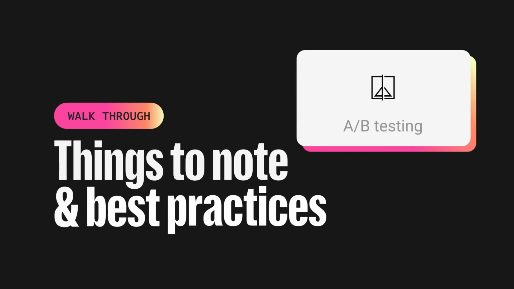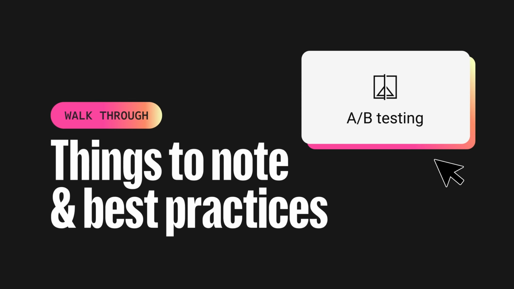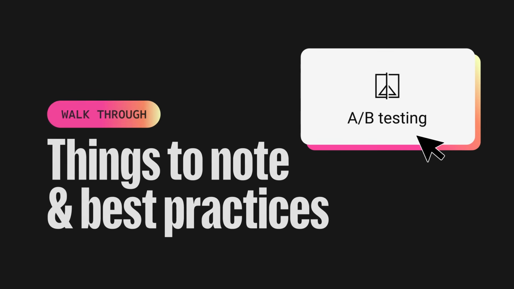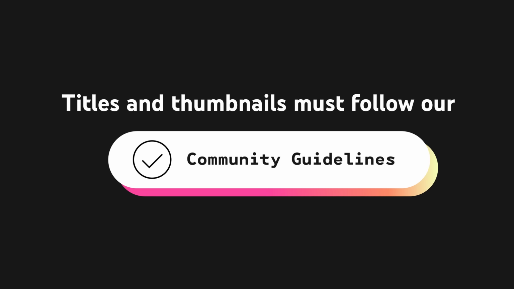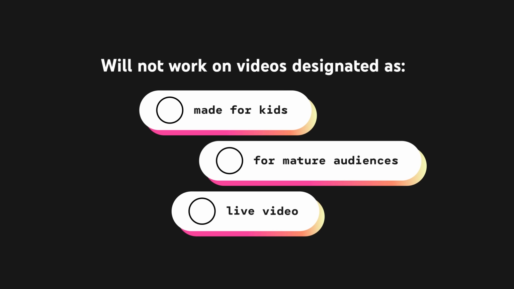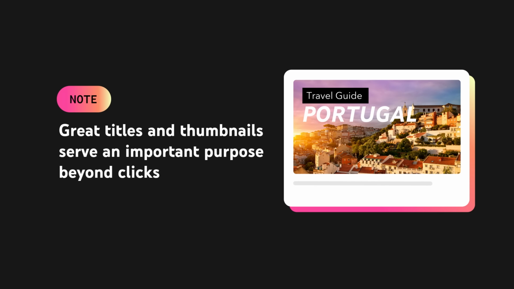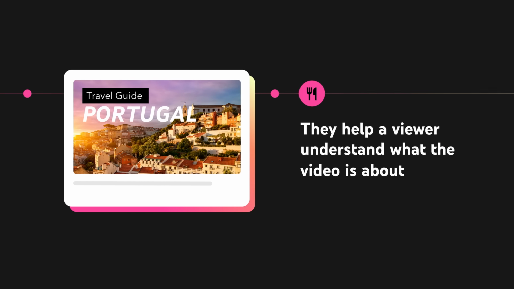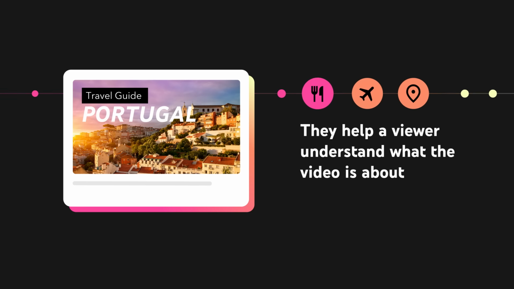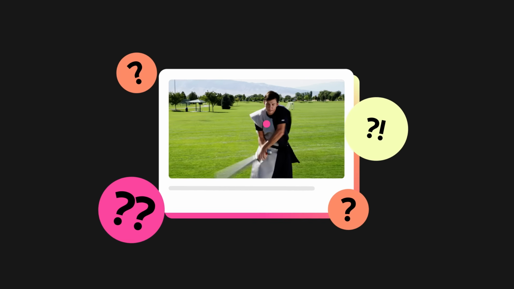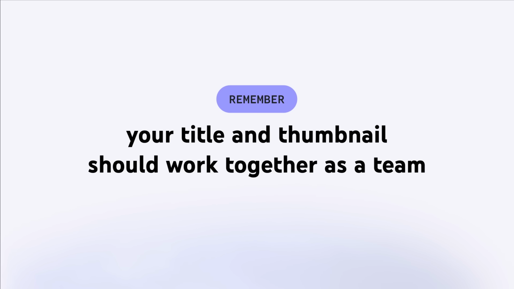Now let's walk through some things to note and best practices for using the A/B testing feature. Titles and thumbnails must follow our community guidelines, and the tool will not work on videos that are designated as made for kids, for mature audiences, or live. Note that great titles and thumbnails serve an important purpose beyond getting viewers to click on. They help a viewer understand what the video is about so that they don't waste their time clicking on the wrong videos. Remember that your title and thumbnail should work together as a team.